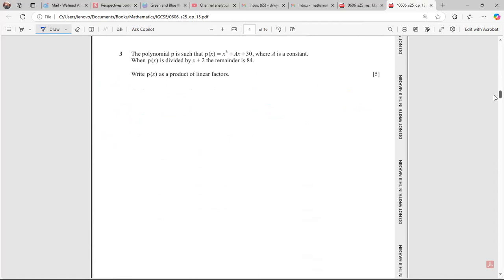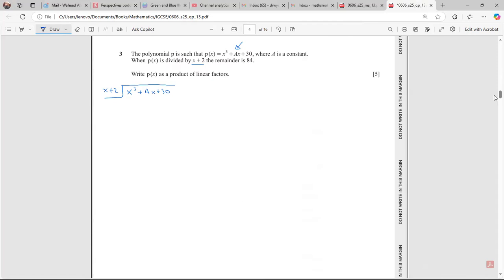Where a is a constant. When this polynomial is divided by x plus 2, the remainder is 84. Okay, so let's try to use this information and find our constant a. So if I divide this polynomial x cube plus ax plus 30 by x plus 2, I'm doing this long division, the remainder should be 84.